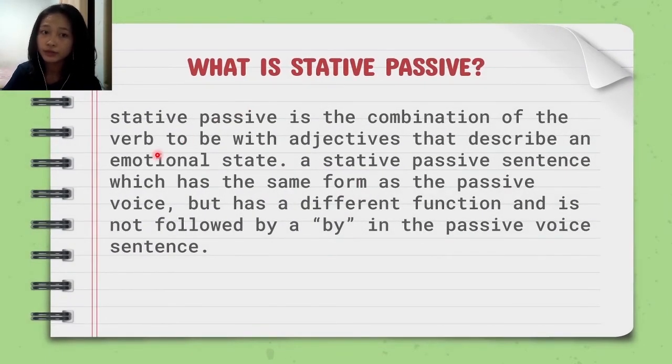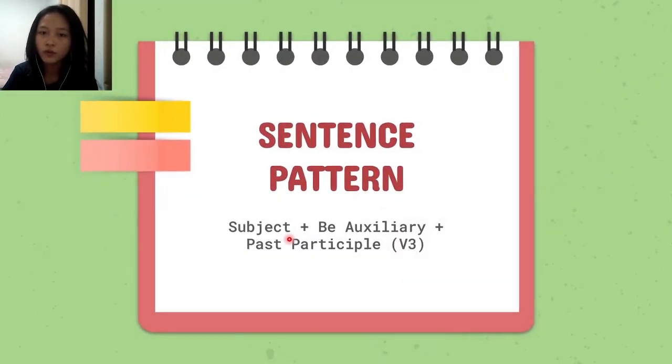What is stative passive? Stative passive is the combination of the verb to be with an adjective that describes an emotional state. A stative passive sentence has the same form as the passive voice but has a different function and is not followed by a "by" phrase. The sentence pattern is subject plus be auxiliary plus past participle of verb 3.